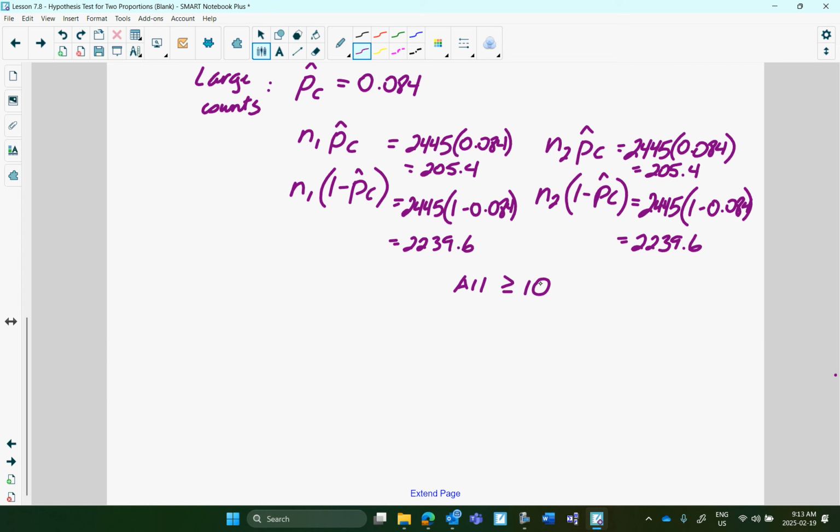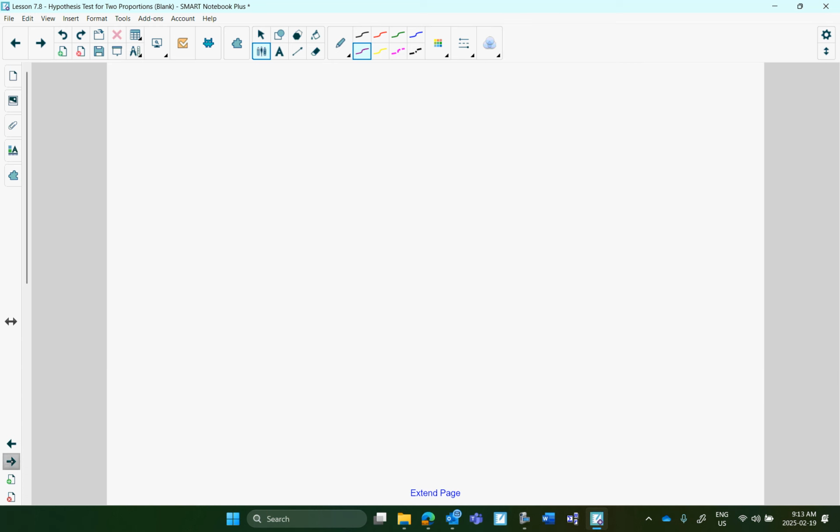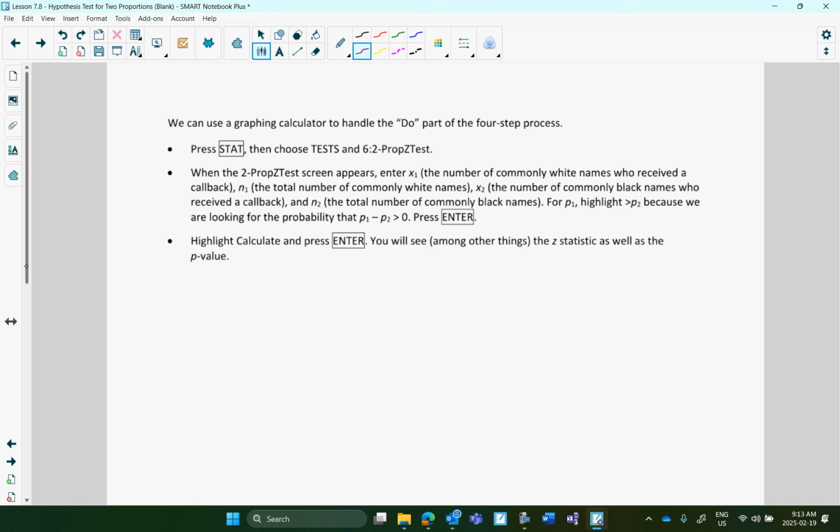Speaking of calculations, at the do phase, here's the calculator steps. We've got 2 samples, and we're doing a test. So it is a new one. 2 proportion Z test. So when you go to that function, it will tell you what to enter.